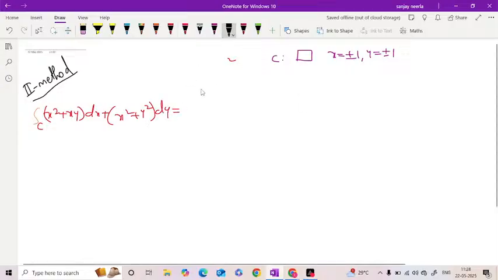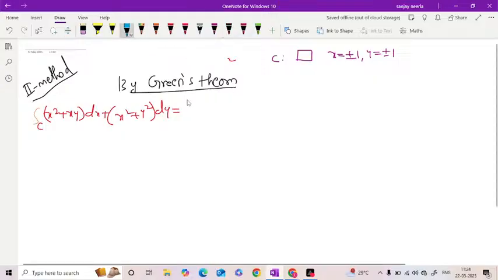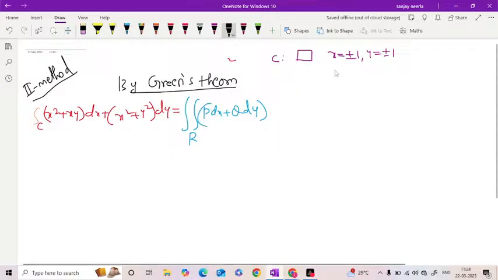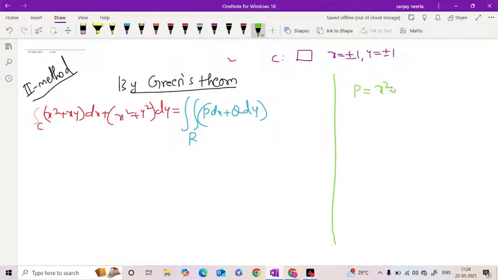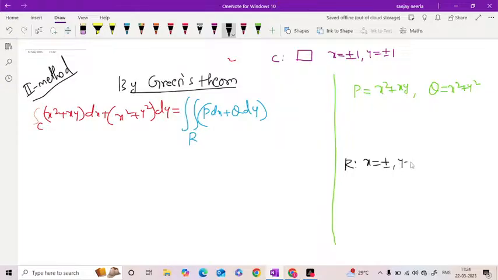Now what is the statement of Green's theorem? By Green's theorem, the line integral of P dx plus Q dy. So first of all you have to identify what is our P and what is our Q. P is equal to x square plus xy and Q is equal to x square plus y square. Now what is the region R? X is equal to plus or minus 1 and y is equal to plus or minus 1.